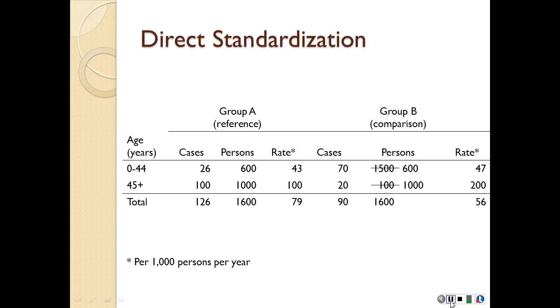This is where the mathematics comes in, this is why we're calling it adjustment. Instead of the real distribution, we say, okay, what if group B had 600 people that were under 44 and 1,000 people that were over 45? So we ignore the fact that in reality this is the number of people that population B has, and we say, okay, we're going to make population B look like population A.